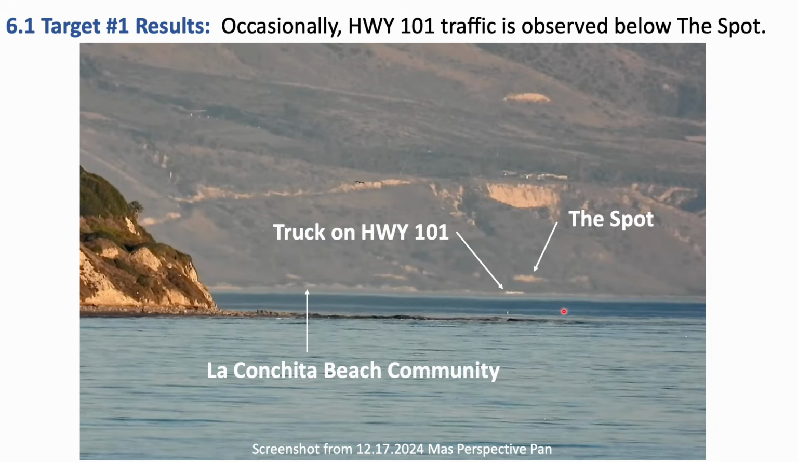Occasionally you can see Highway 101 traffic below the spot. You can see the trucks moving along here in cars. So in this case there's a truck right there. On clear days and when there's less upward refraction, you can see the horizon moves upward here a little bit, and that allows the highway to be seen clearer.